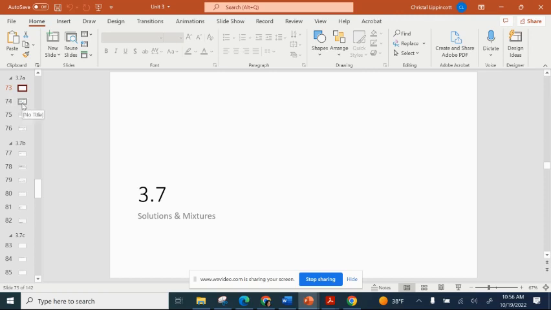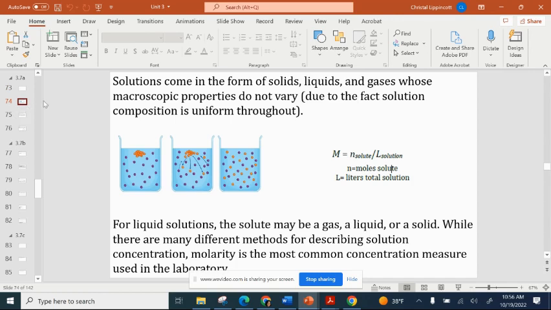All right, here we go. I am starting notes. Solutions come in the form of solids, liquids, and gases whose macroscopic properties do not vary. That is due to the fact that the solution's composition is uniform throughout.